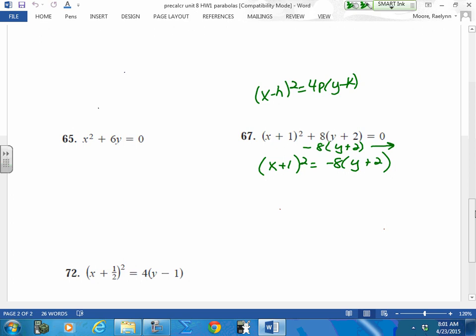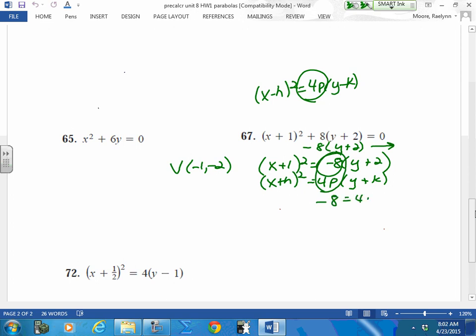Is that okay? What's your vertex? Negative 1, negative 2. The x comes first, and they come out the opposite way. Good. Now, we line this up. This is the important part. This is square P. It lines up to your equation. We're okay with this. We just have to take negative 8 equals 4P, divide by 4, and P is negative 2. So we have an x squared. Which way is it going to open? P is negative, so it's opening down towards the negatives.